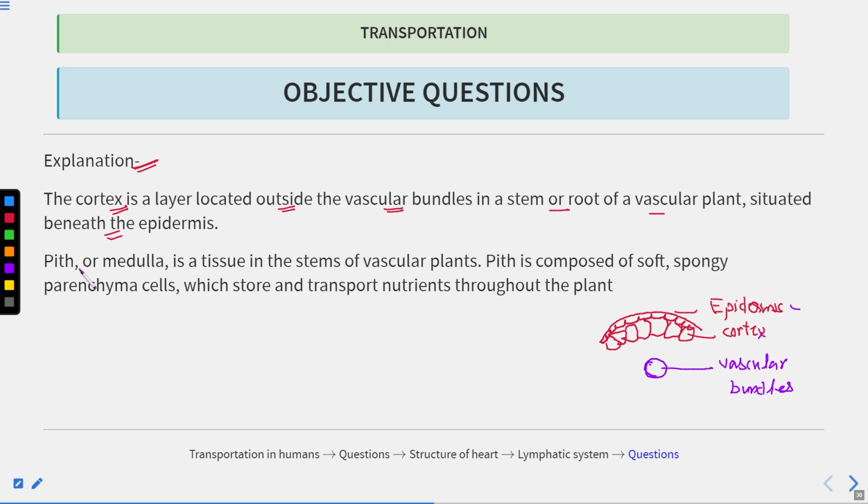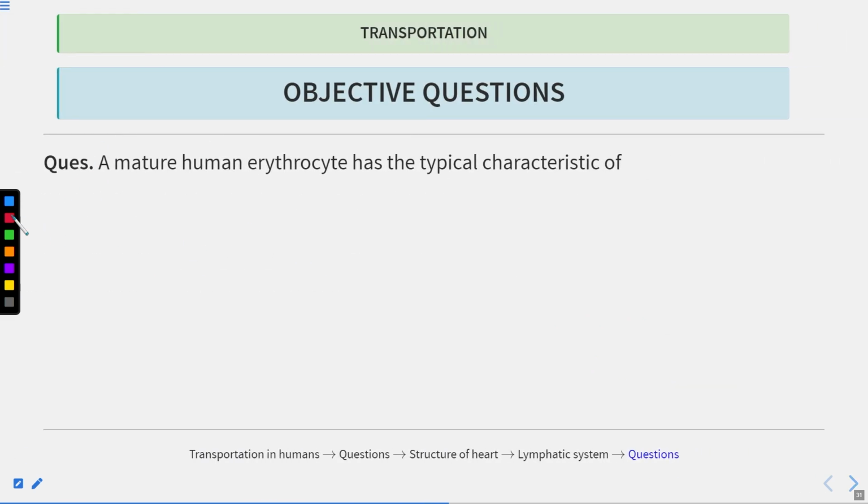Now pith. Pith is a tissue in the stem of the vascular plants, and pith is composed of soft, spongy parenchyma cells which store and transport the nutrients throughout the plant. So they are present in the pith of the stems. Clear? Now let's move on to the next question.